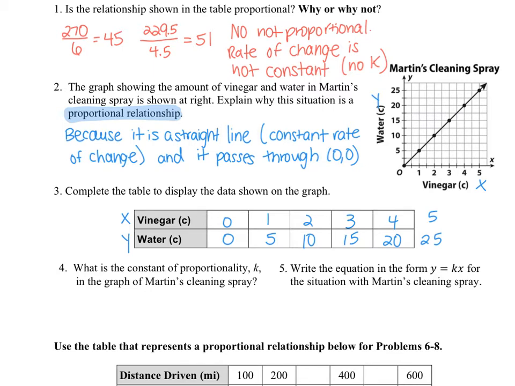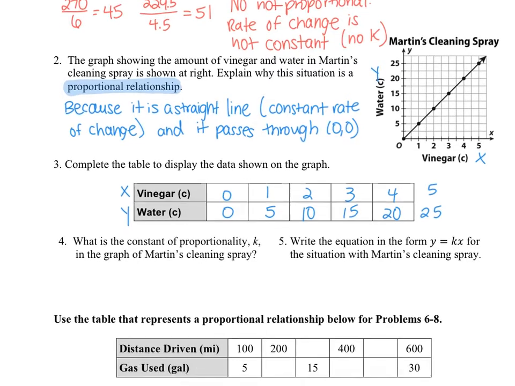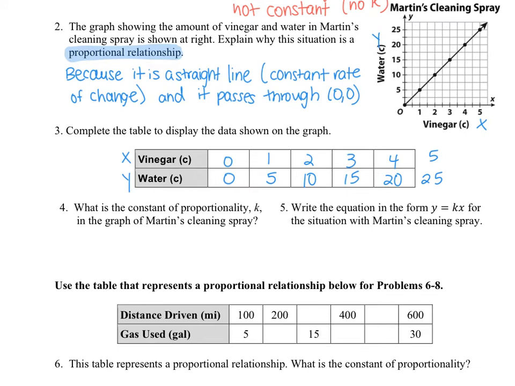Number 4, we're still talking about that one. So what is the constant of proportionality K in the graph of Martin's cleaning spray? So what's nice about this is since we already know that it's a proportional relationship, we don't have to do every single point. We only need one of them because we know that it's constant. We know it's going to be the same thing because the graph is straight and goes through 0, 0. So pick any point you want. I think the easiest one is the one that has a denominator of 1 here. So y over x, or our k value, is going to be equal to 5 over 1. So k is equal to 5.